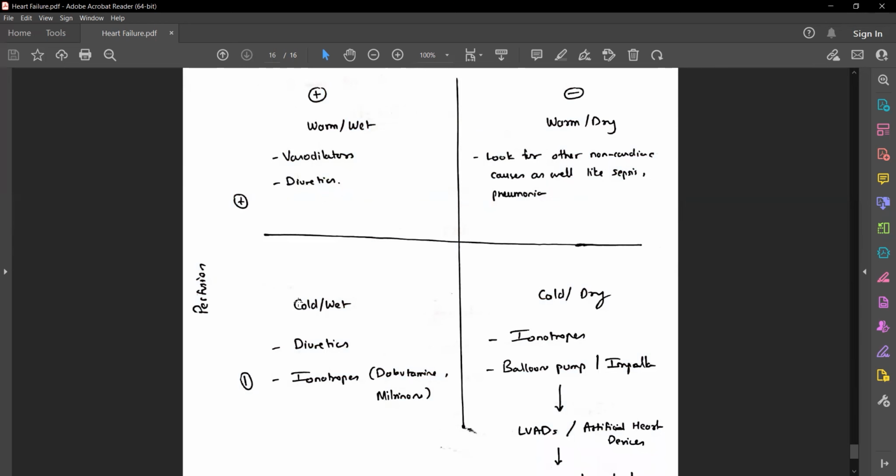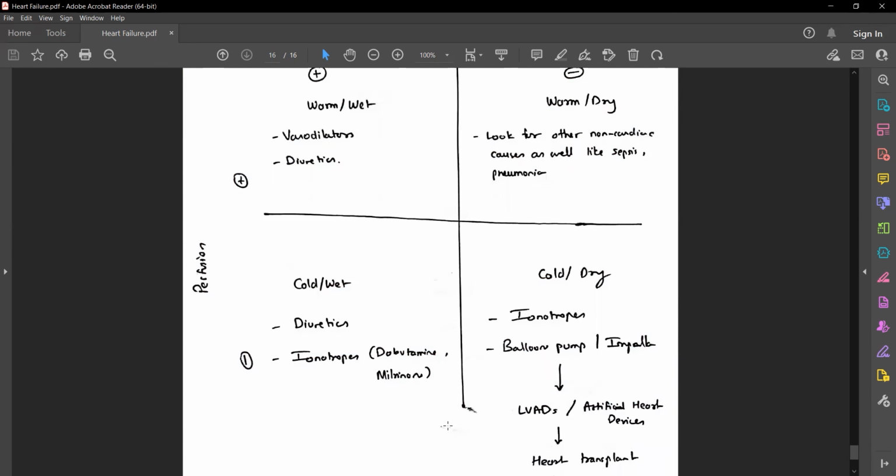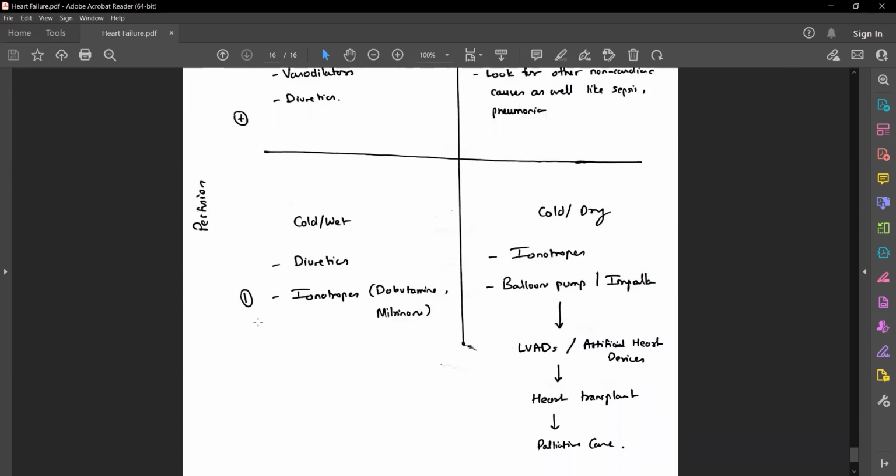And then the patient who is having poor perfusion and is congested, as I said when I was discussing right heart cath, will need inotrope-assisted diuresis. You have to give diuretics to remove fluid, but they will also require inotropes like dobutamine and milrinone, which I'll discuss in detail in cardiogenic shock. And then the patients who have poor perfusion and are dry, the management strategy is inotropes.